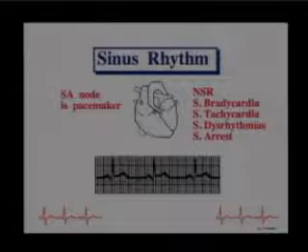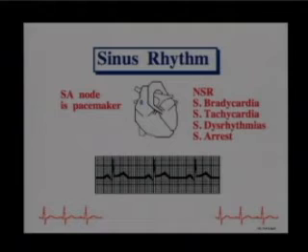Now, I want to talk a little bit about some basic rhythms. Sinus rhythm means simply that the SA node is the pacemaker. The heartbeat starts at the SA node up there where it's supposed to. Now, may all your beats be normal sinus rhythm, NSR. That's what it stands for, normal sinus rhythm.